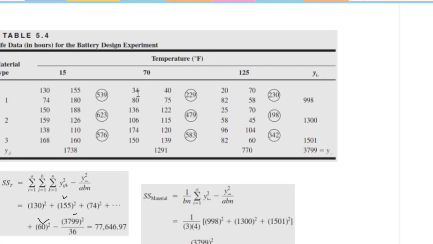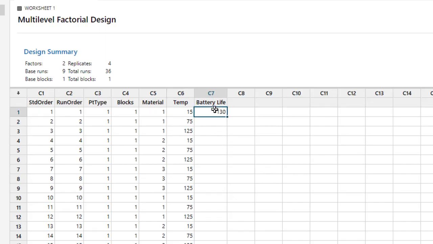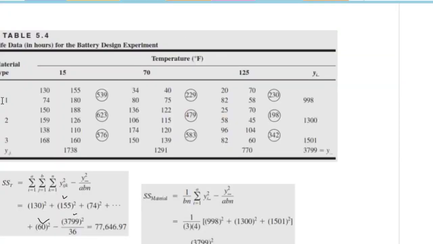So I will write 34. That is a combination of material type 1 and temperature 70. So 34. Same is the case. Now we will use material type 1 and 125. So material type 1 and temperature 125. The first value is 20.